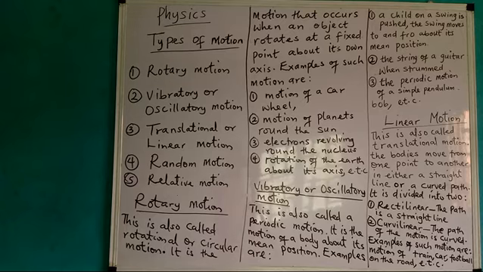Let us now move on to the second one, which is the vibratory or oscillatory motion. This is also called a periodic motion. It is the motion of a body about its mean position. Example, when a child on a swing is pushed, the swing moves to and fro about its mean position.